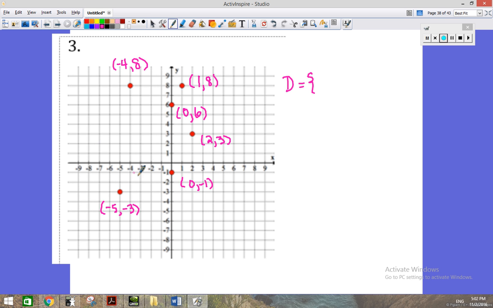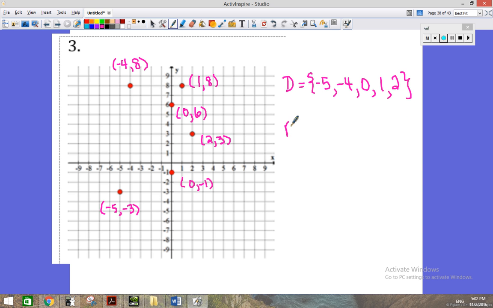I'm just going to read this from left to right. -5, then -4. Now, I have two points that have an x coordinate of 0, but I'm only going to list 0 one time. Then I have 1. And then I've got a 2, and I believe that's it.